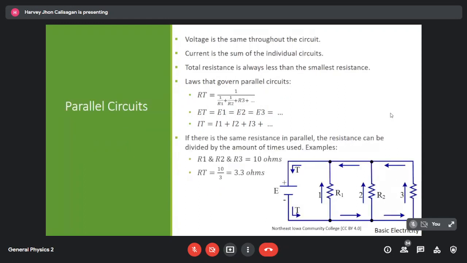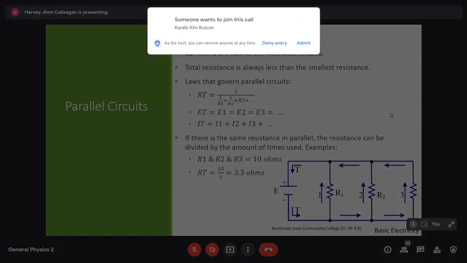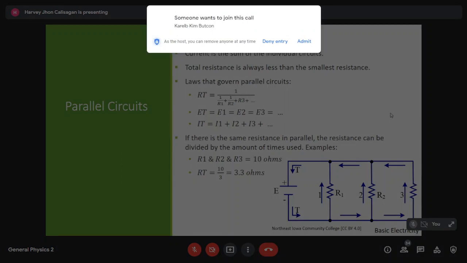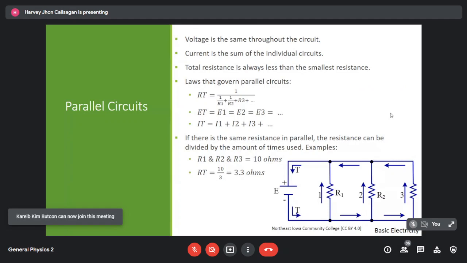But here in our parallel, the current is divided. So we total the current in every voltage. Because in every resistance, there is a current.